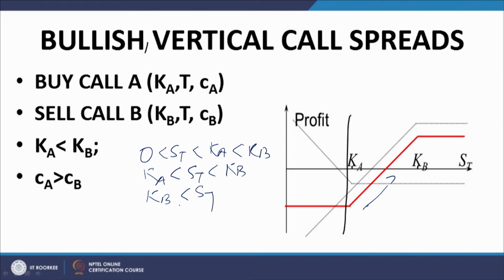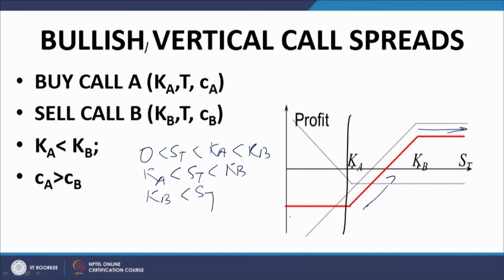Then when K B is less than S t, both the options will be exercised. Your long position in option A will be exercised, and the short position in option B will be exercised by the person whosoever is long in option B. As a result of which, the slopes will cancel each other, and we have this horizontal line here. So, that is the explanation of this figure.